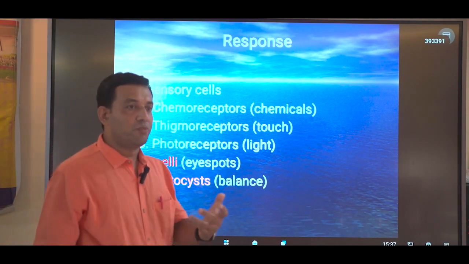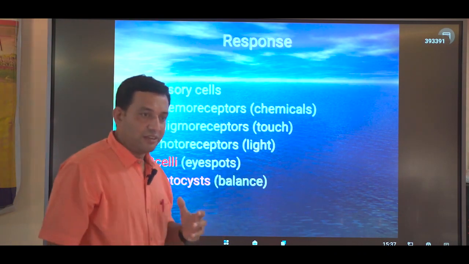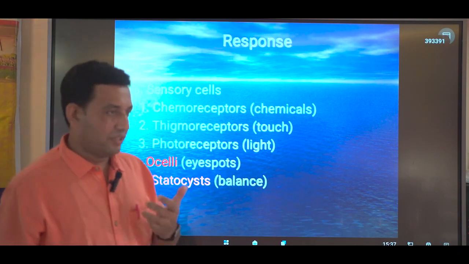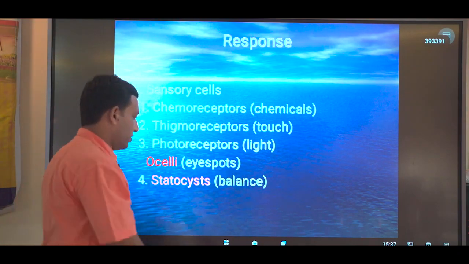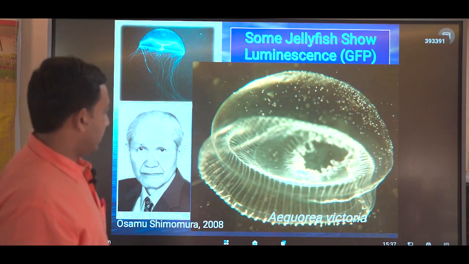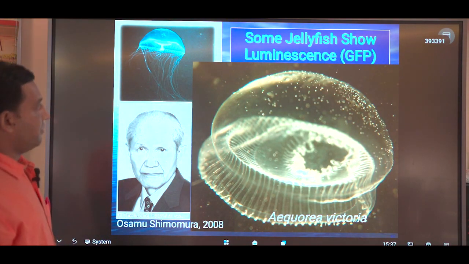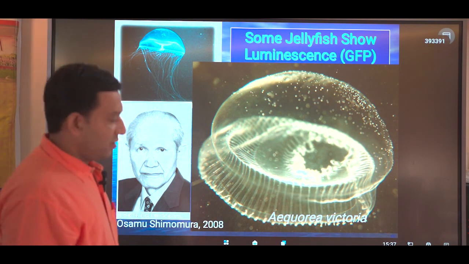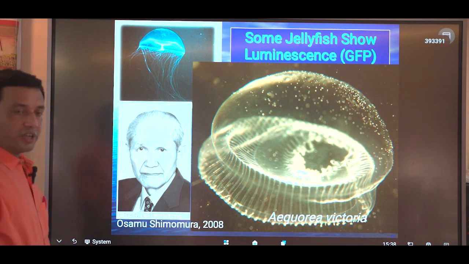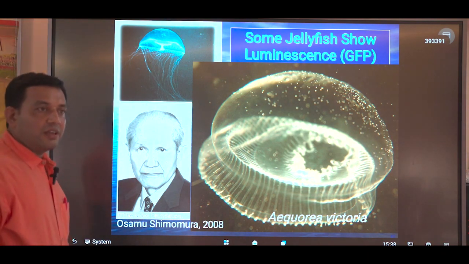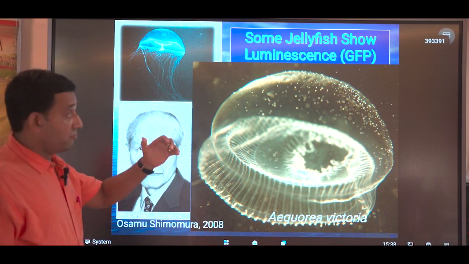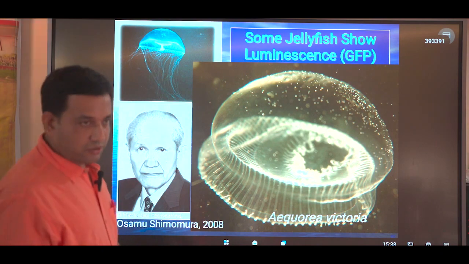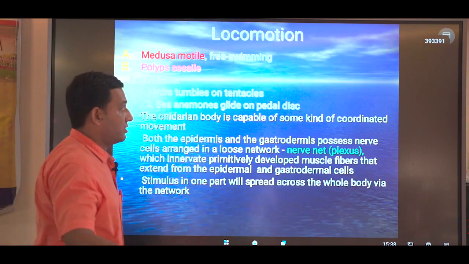These are extremely developed in the case of Cubozoa. In one class we will see that the photoreceptor organ is a kind of simple eye with different kinds of lens. Here you can see the jellyfish, and they have the property of bioluminescence. And here you can see this guy, Osamu Shimomura, a Japanese scientist. He got the Nobel Prize in 2008 for the discovery of green fluorescent protein from the jellyfish Aequorea victoria. So it's a good invention, for which he got the Nobel Prize.